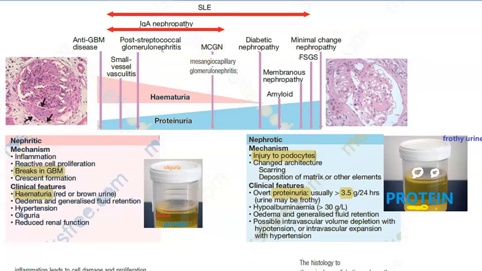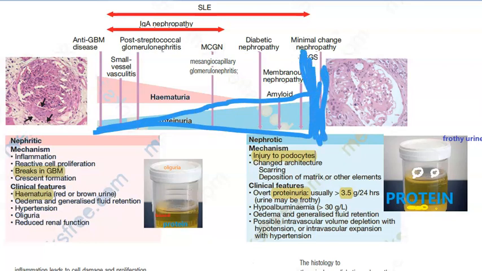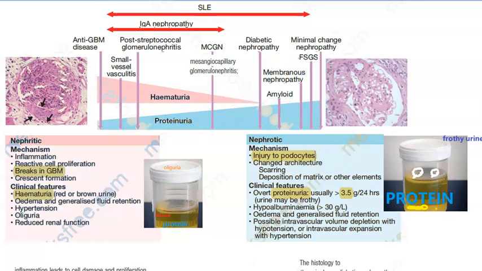So, here you can see how they have written this diagram. They are showing that there is hematuria, right? More hematuria is there in nephritic. Where is more protein loss? More protein loss is there in nephrotic. See here, proteinuria is increasing like this. So, more proteinuria is there in nephrotic. Now, let us look at why nephrotic happens.